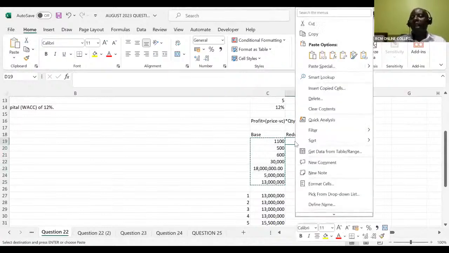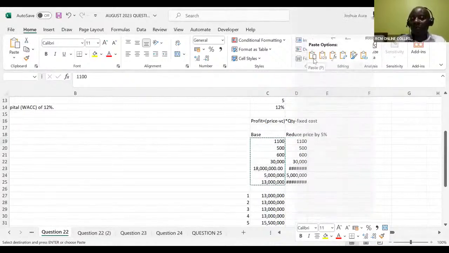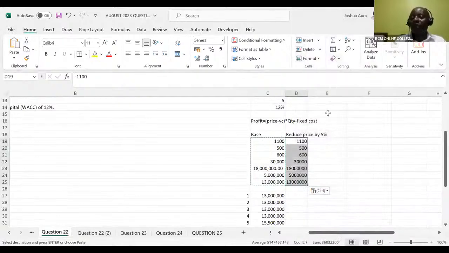You right click. And then you are copying the function with the formulas. Don't copy like this, paste 1, 2, 3 numbers alone as values. No, I'm copying this with formulas. So I copy like that. Now, once I copy, I know that in sensitivity analysis, every other thing is going to remain the same. The only thing that is going to change is this price, which is reduced by 5%.